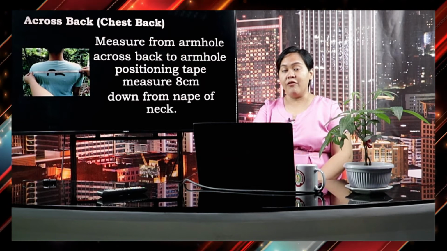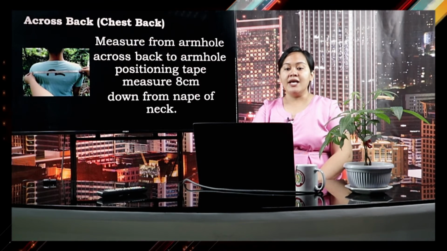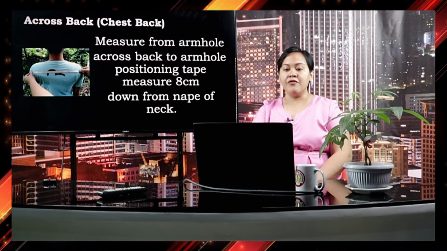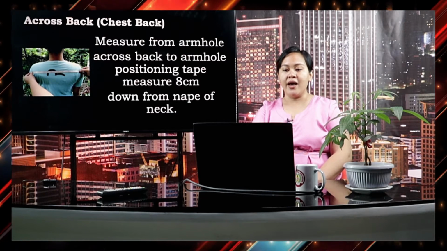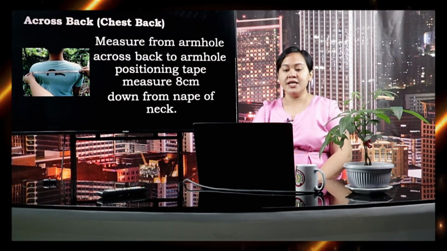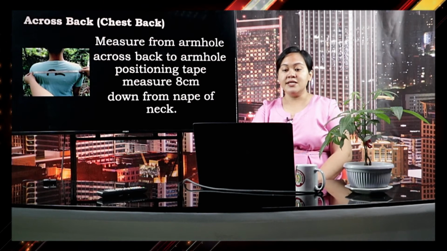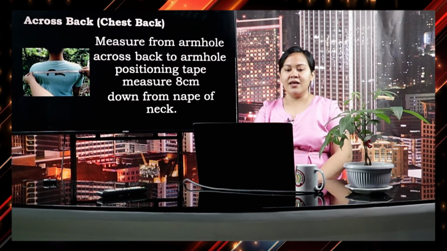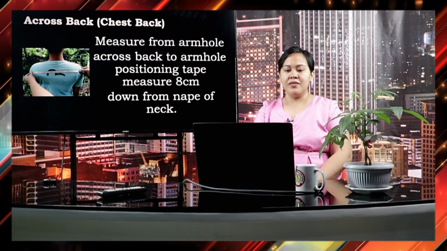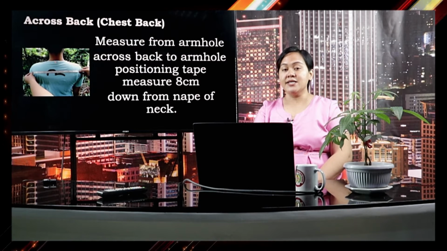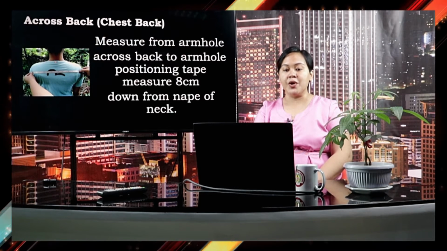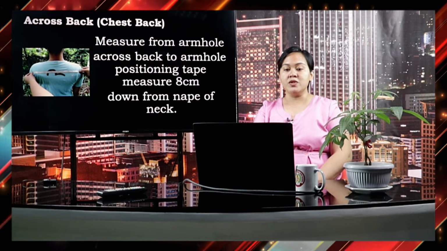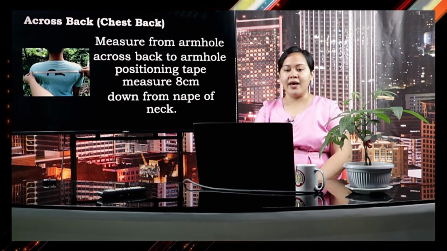Third example of horizontal measurement is the across back or chest back, which is measured from armhole across back to armhole, positioning the tape 8 cm down from the nape of the neck. So here is the nape of the neck, then you'll have to measure 8 cm downwards. And this is where you'd be able to get the chest back.